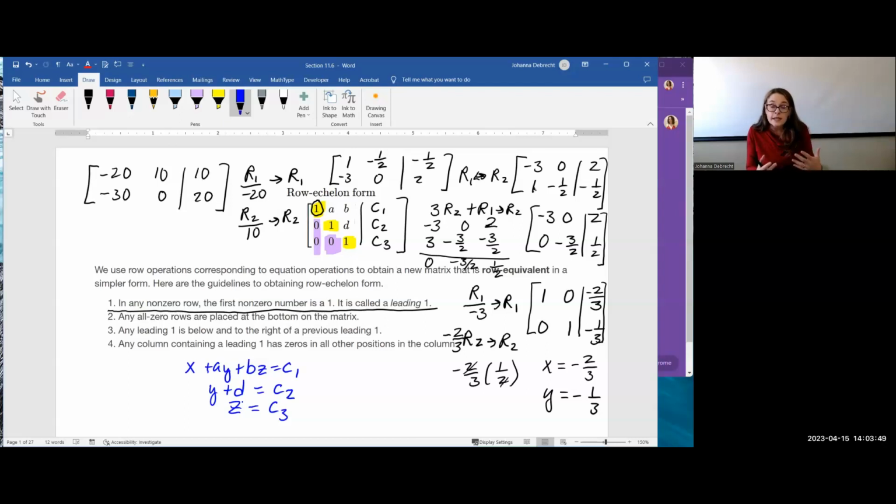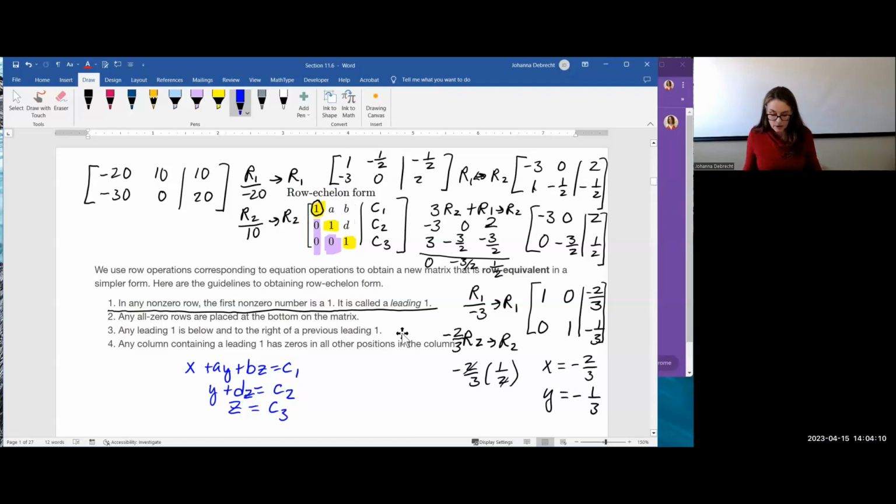I know what Z is, it's C3, it's a constant. Then I can use that to substitute for Z in equation 2, in row 2, to find Y, then I can substitute for Z and Y in row 1 to find X.